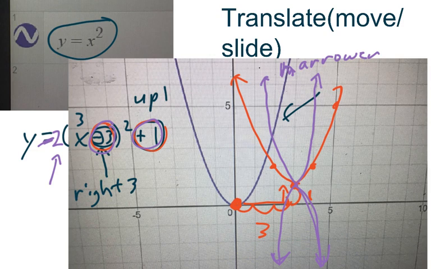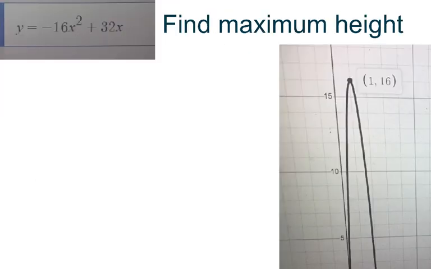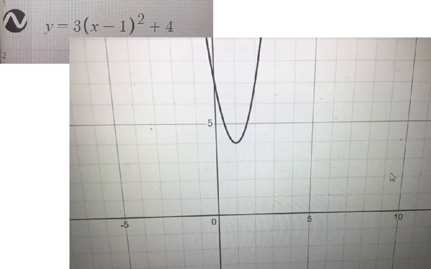So, in a quick summary so far, what did we hopefully understand is the plus 1 at the end literally moves the graph up 1. The minus 3 inside the parentheses, that's what moves it right or left. Because it's minus, I'm going to go right 3. The number in front tells me whether it's going to get bigger or skinnier or wider, right? A bigger number means it gets skinnier. It gets narrower. The negative flips it down. So instead of opening up, it opens down. Okay? So, let's do one more of those.